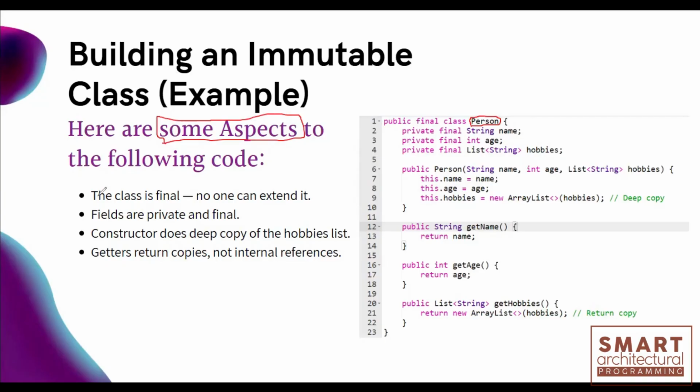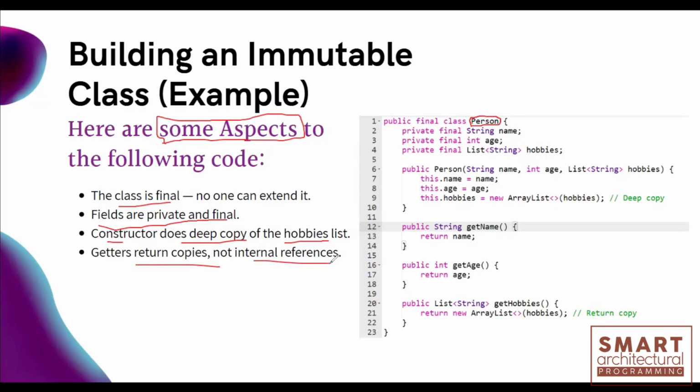You need to look at the fact that the class is final here. No one can extend it. The fields are private and final as well. The constructor does a deep copy of the hobbies list, and getters return copies, not internal references.